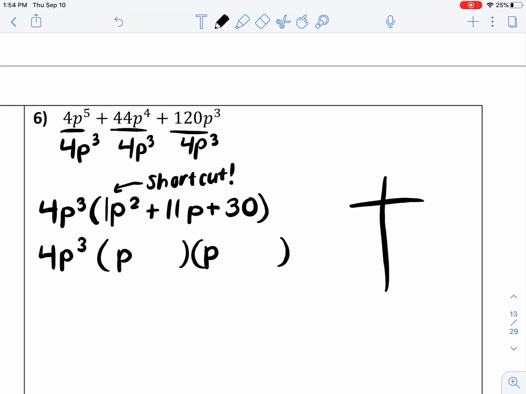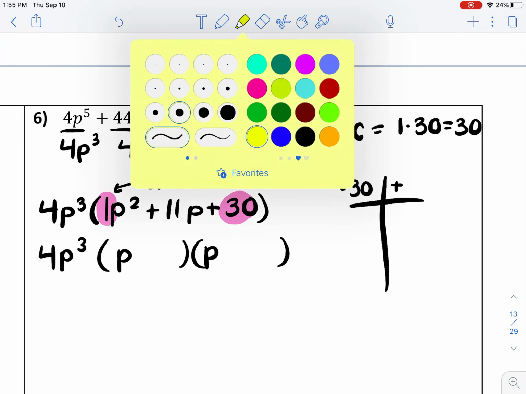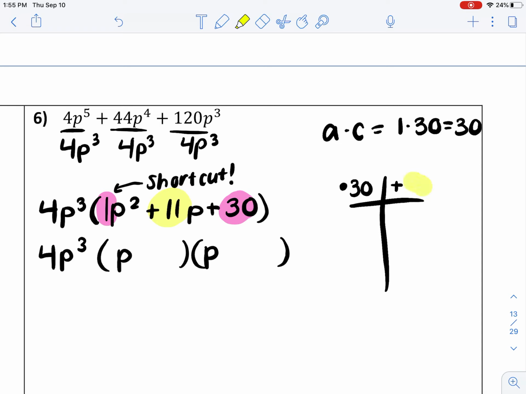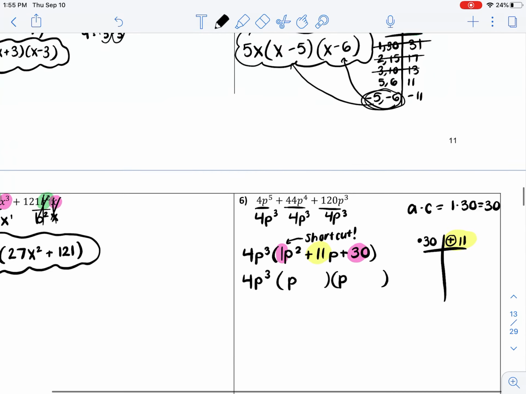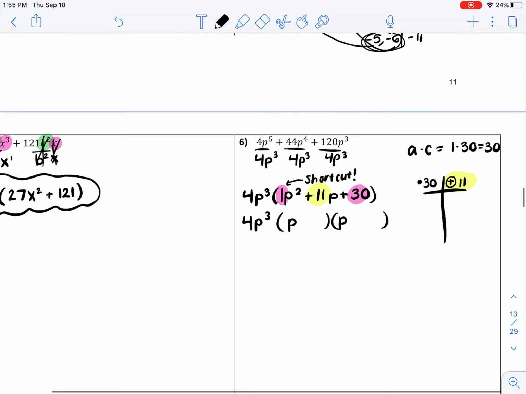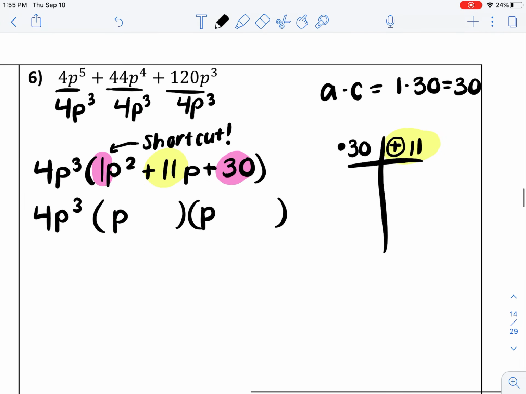So I have to do the a times c. So a is 1, c is 30. So a times c equals 1 times 30, which is 30. So I need to find the numbers that multiply to 30, and they have to add to 11 because that's my b term. Always has to add up to the b term. So I have to add to 11. I just listed the numbers that multiply to 30 back in number 4. It's 1 and 30.